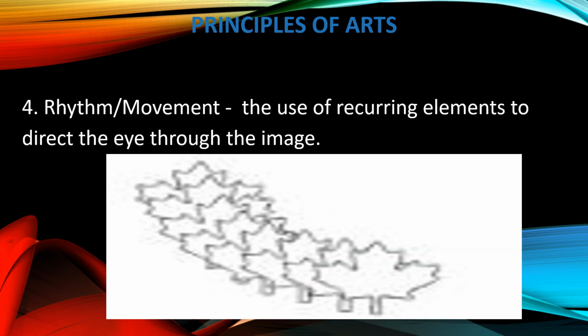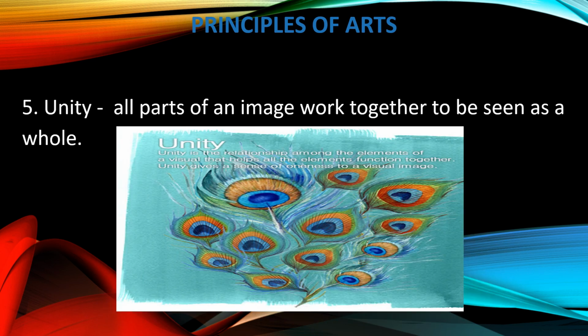Number 4, rhythm or movement. The use of recurring elements to direct the eye through the image. Katulad ng pagkakasunod-sunod ng mga dahon sa larawan. Number 5, unity. All parts of an image work together to be seen as a whole. Katulad ng nasa larawan, ito ay binubuo ng mga parts hanggang sa mabuo as a whole. That is what we call unity.